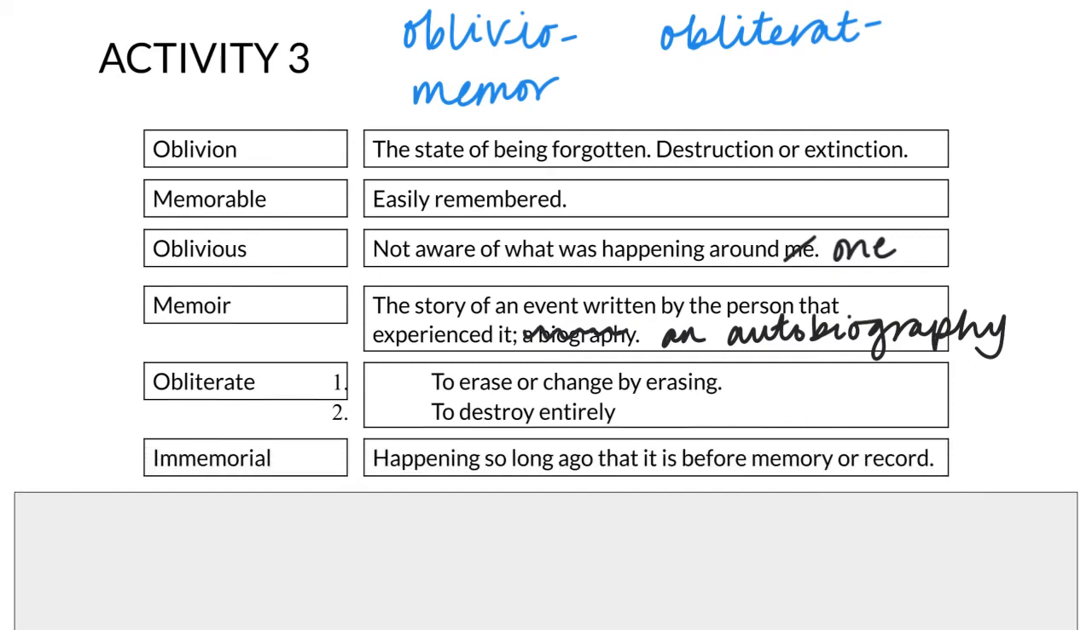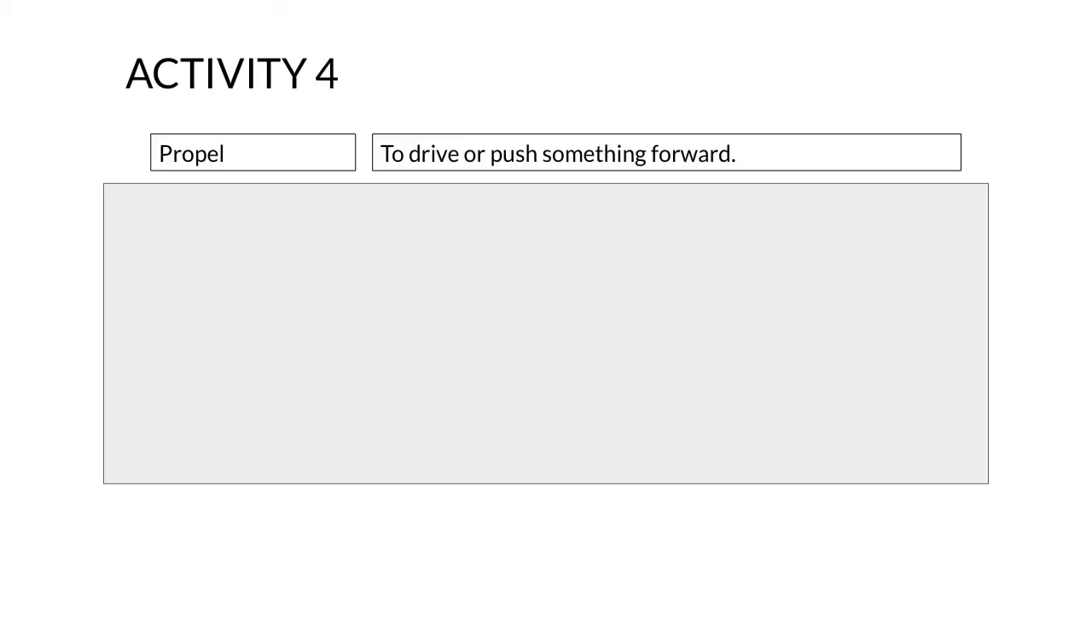And finally, immemorial, happening so long ago that it is before memory or record. For example, teachers have existed since time immemorial. And just to remind you, on our full vocab course, we have children participating throughout this discussion. So you get the opportunity to ask questions about these and come up with some example sentences yourself that are checked by a teacher. Now finally, we have forwards and backwards words.